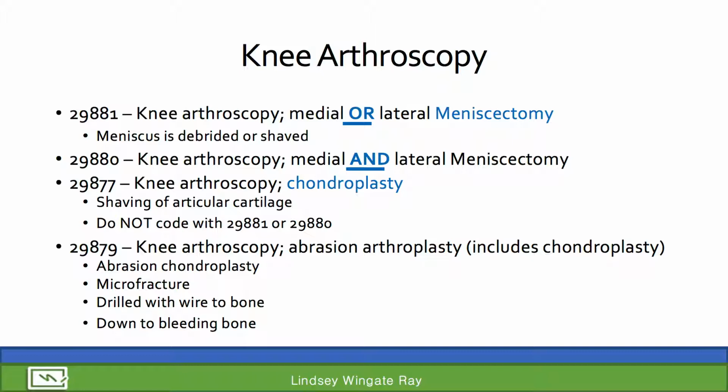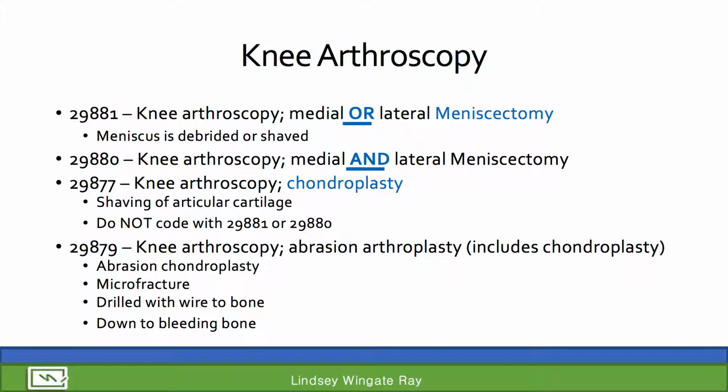Remember, ectomy means excision, so this is taking off the meniscus. Commonly, it will say something like, we debrided or we shaved the meniscus. 29887 is a chondroplasty. A chondroplasty is when the surgeon will shave articular cartilage that is damaged. Do not code a chondroplasty with 29881 or 29880. Make a note of that.